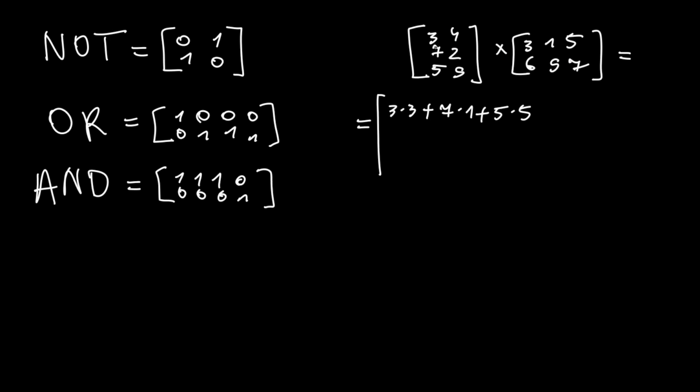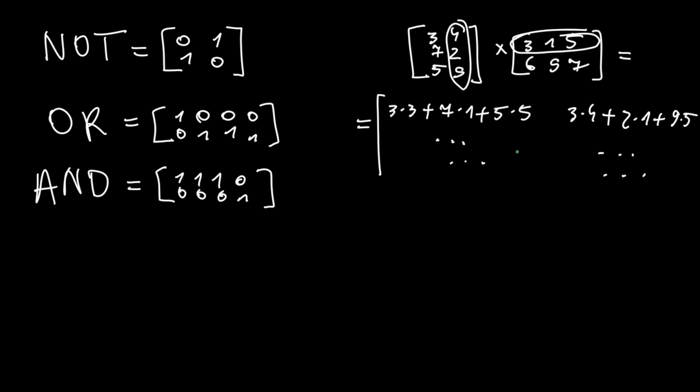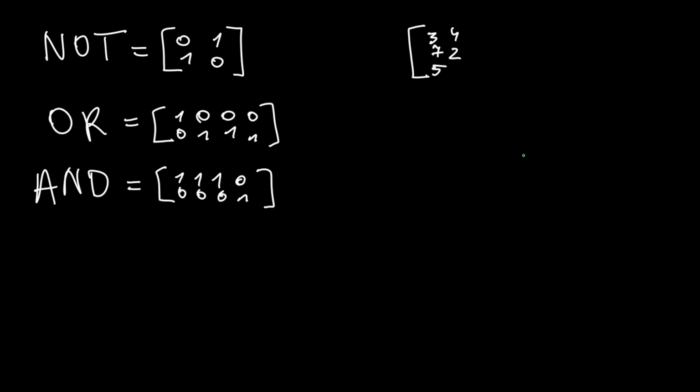For example, we can pick the second column and here the first row, and then again do the same thing. So now we're gonna have a number here. It's gonna be 3 times 4 plus 2 times 1 plus 9 times 5 and so on. And we get another matrix. So let's do that with an example.